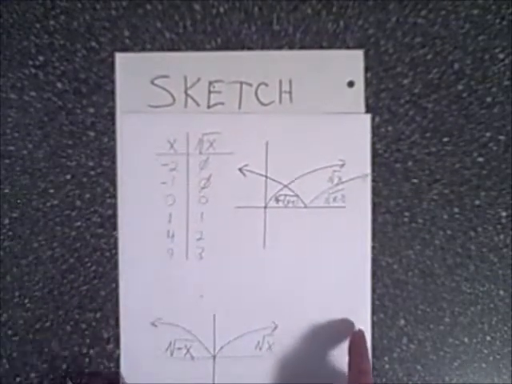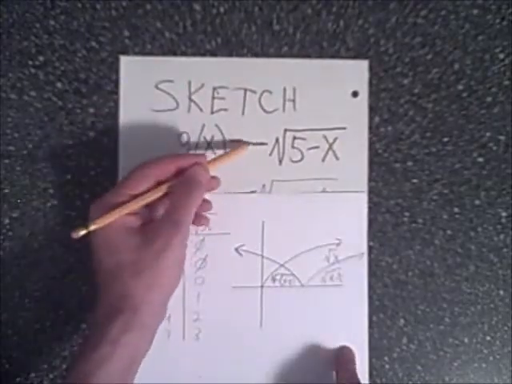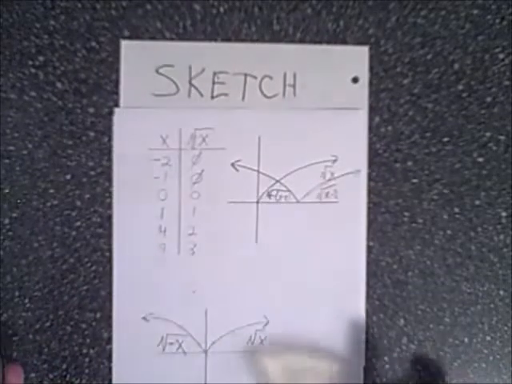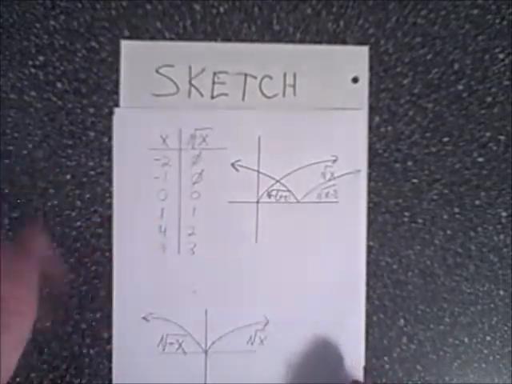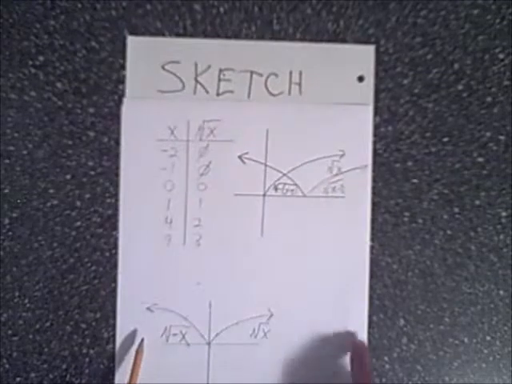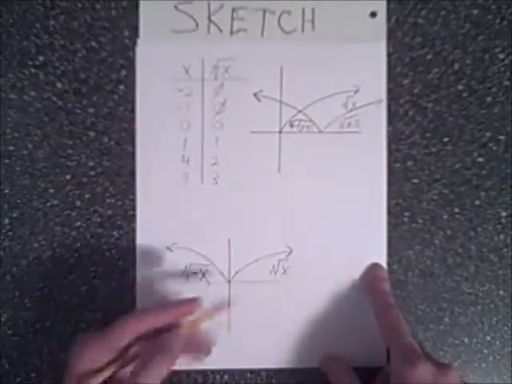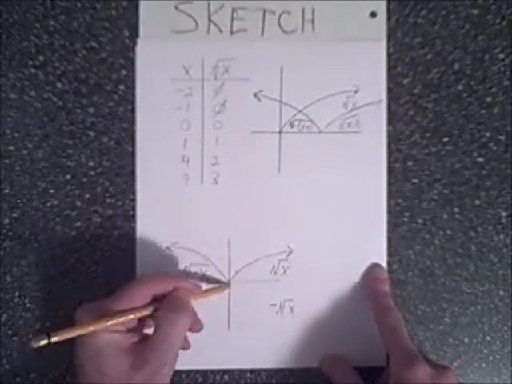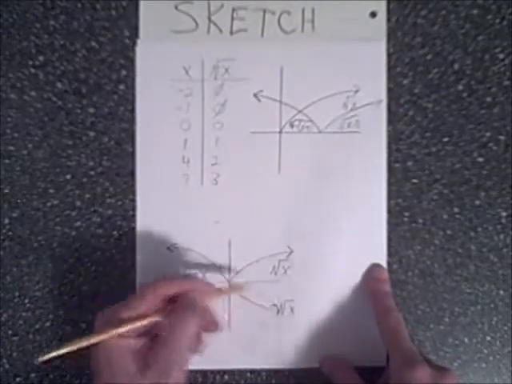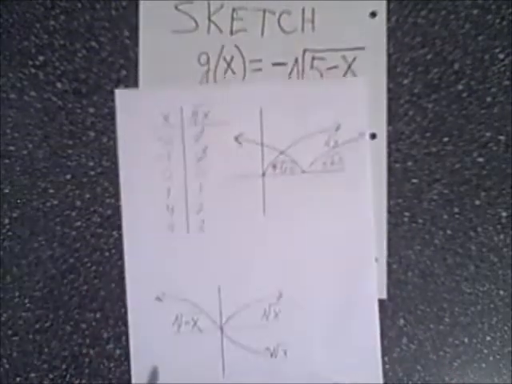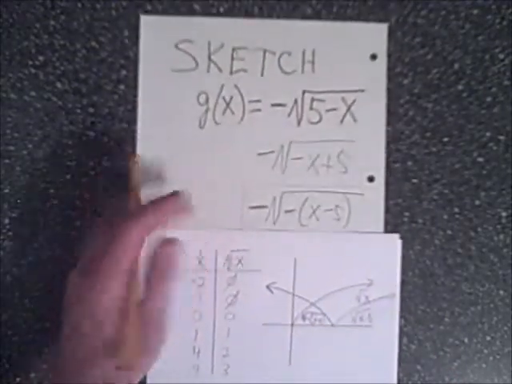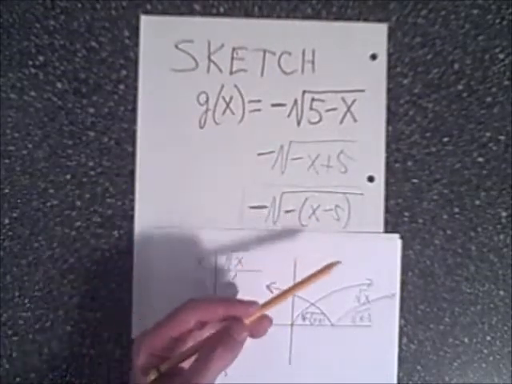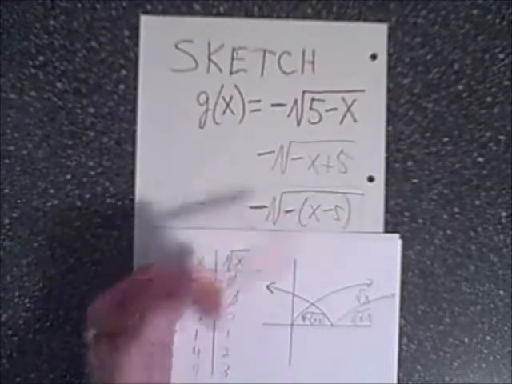And then the last thing we have to do is recognize that we have a negative in front of this whole thing. And again, when you have a negative outside of the function, it gets flipped over the x-axis. So if this is the square root of x, negative square root of x would mean every output here becomes negative. So you would actually have a graph that goes down that way. Okay, so what we basically got here in our original problem is we have a shift over 5 units, and then we have a flip to the left, and then we have a flip down.